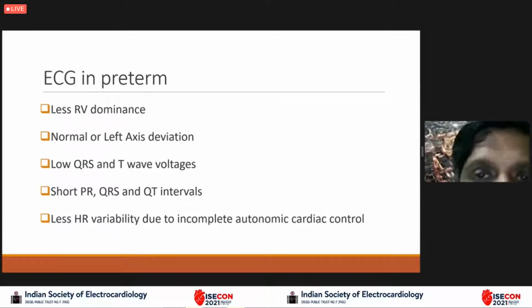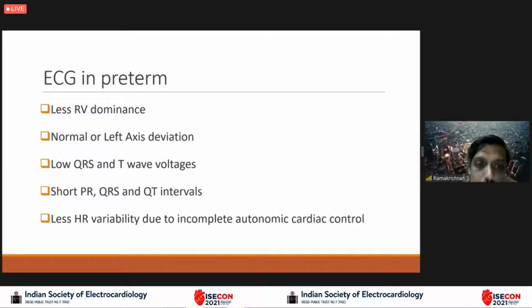I told you there are hourly changes that can be there. So in preterm infants, there is less RV dominance and there is normal left axis deviation. That is the rule. And low QRS and T wave voltages will be there. And there is a short PR interval, QRS and QT intervals. And then less heart rate variability due to incomplete autonomic cardiac control. It's almost like a tic-tac rhythm with shorter intervals, faster heart rates and less variability. That will be the norm.